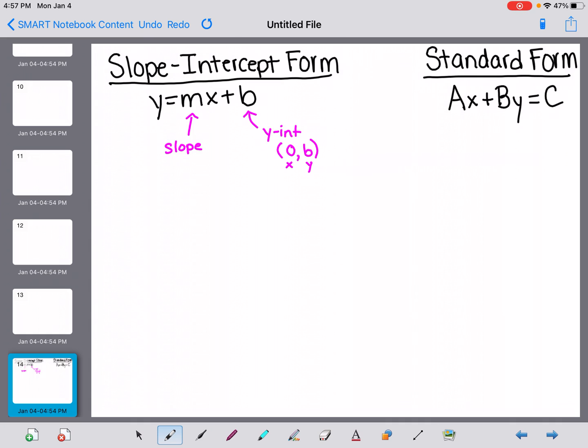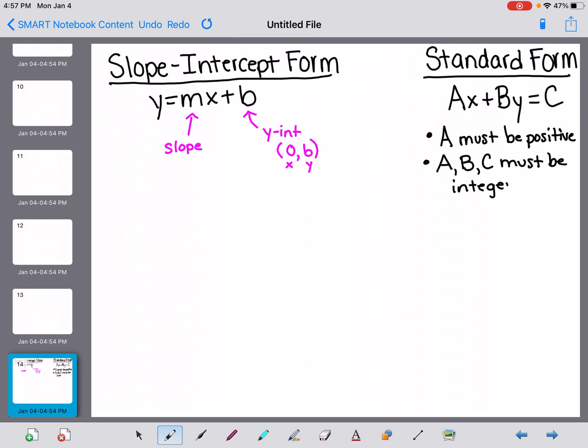There are two rules that you need to know for standard form. The first rule is that the number that's going to be in that A position must be a positive number. If it's not positive, we're going to make it positive, and I'll show you how in a second. The other thing that has to be true is that A, B, and C must be integers.